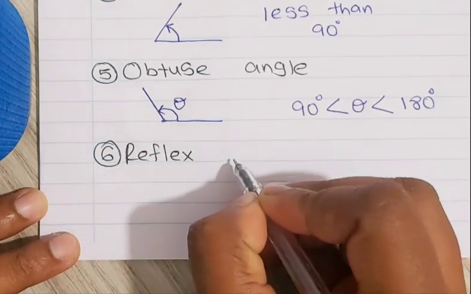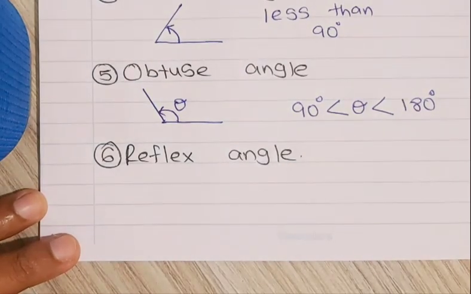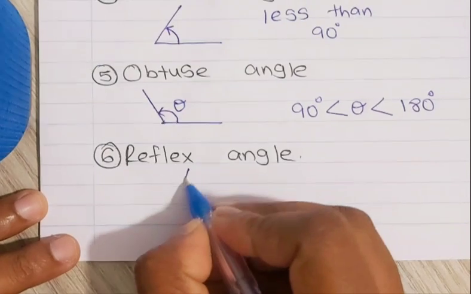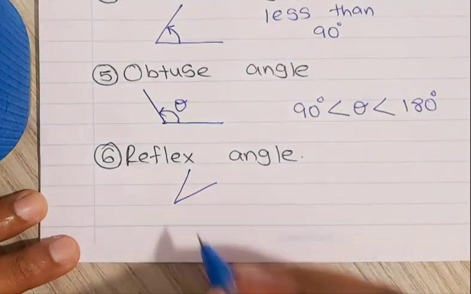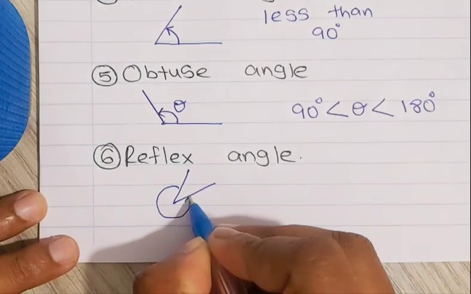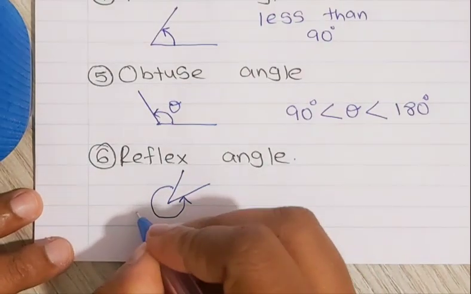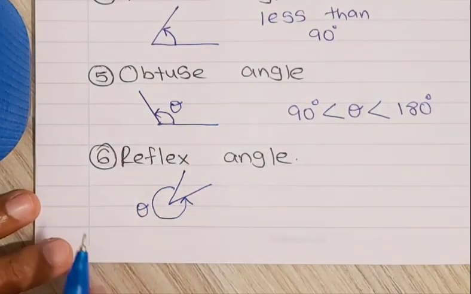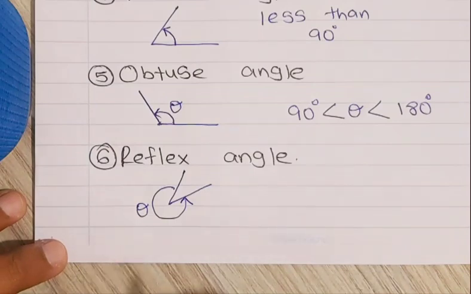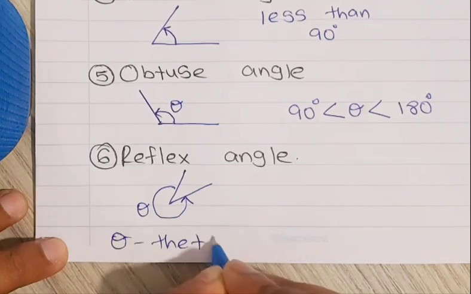Reflex angle means what? Reflex angle means it is coming like here. If I am taking the acute angle, that is not the interior side, that is the exterior side. So the exterior side you can call as a reflex angle. I am taking this one also as theta, and this is theta, right?